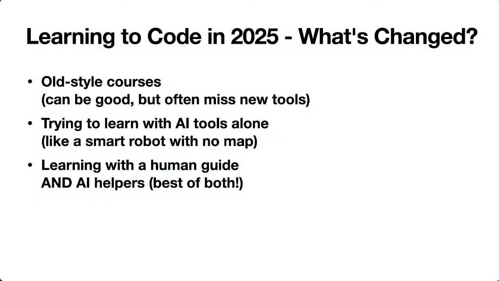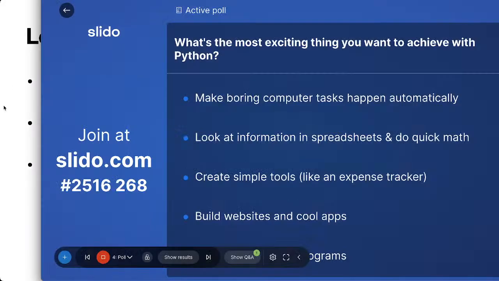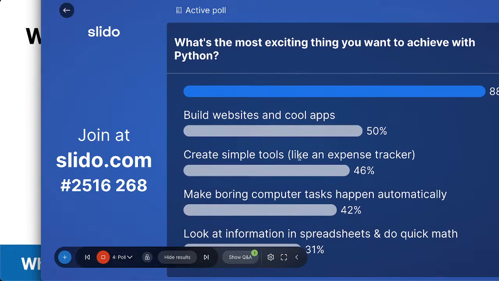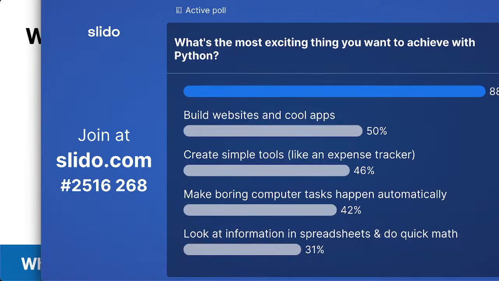So let me take a look at your Slido results. Most of you are excited about working with smart AI programs, 88%, building websites and cool apps, 50%, creating simple tools, making boring computer tasks happen automatically, etc. And yeah, some people share my disdain of accounting and spreadsheets in general to do quick math. Okay, very cool. Python is fantastic for all of that. So are you ready to see some Python in action?